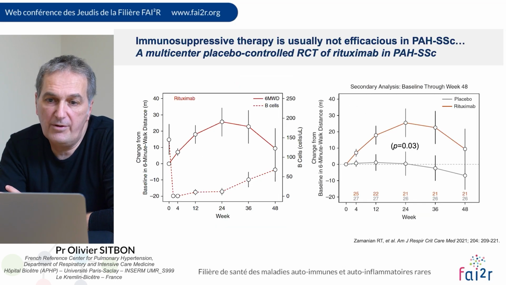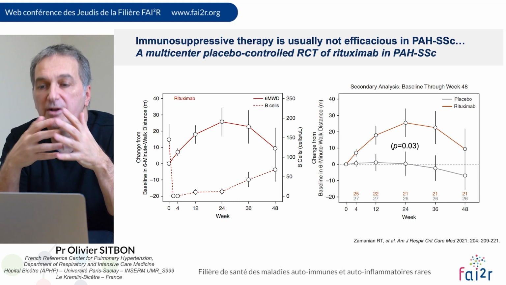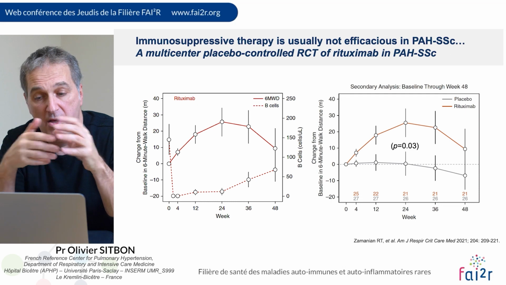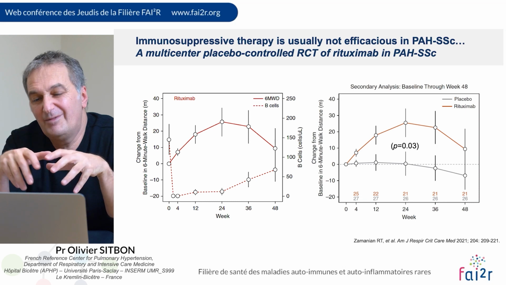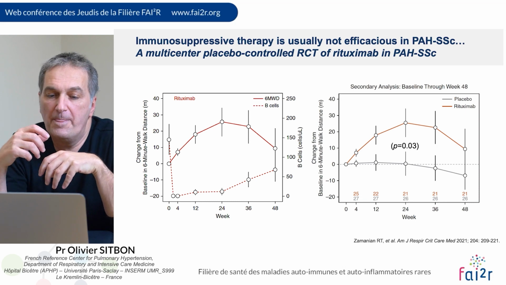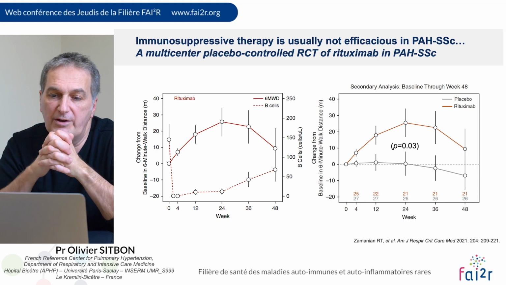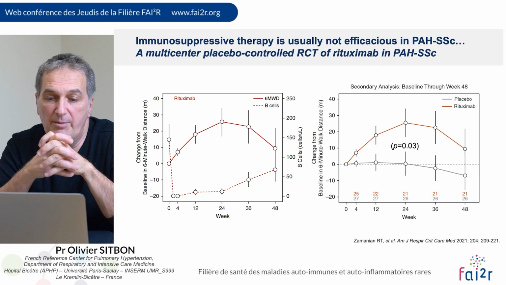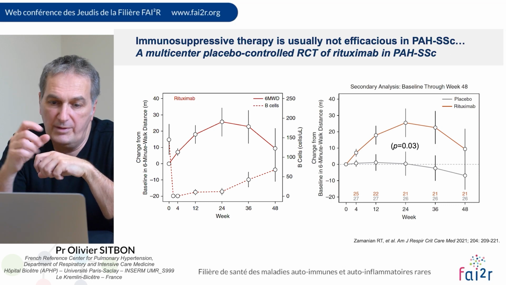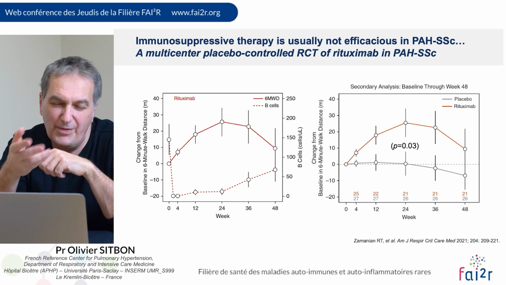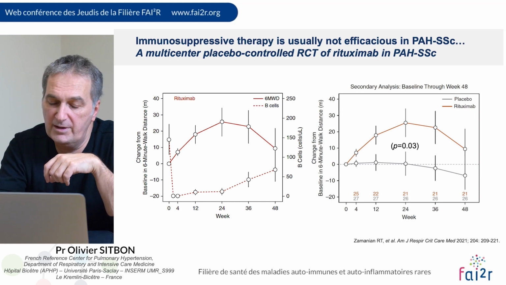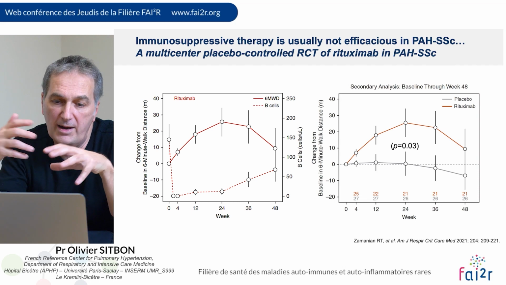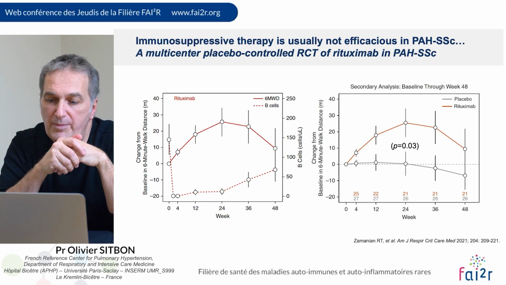What about immunosuppressive therapy? We know that immunosuppressive therapy is usually not efficacious in PAH associated with scleroderma. However, there is a recent trial with rituximab showing a trend for a potential efficacy of rituximab as compared to placebo in patients with PAH in the context of scleroderma. After 24 weeks, there was no significant difference, as you can see here, but there was a trend. And after 48 weeks, it was significant, and this was seen in parallel with a depletion in B lymphocytes.